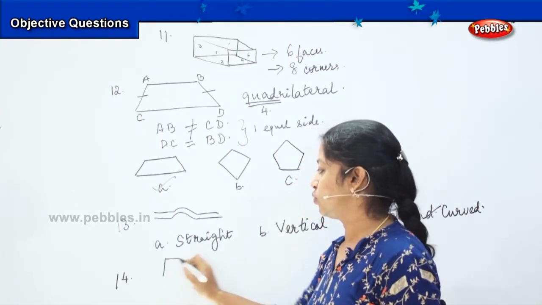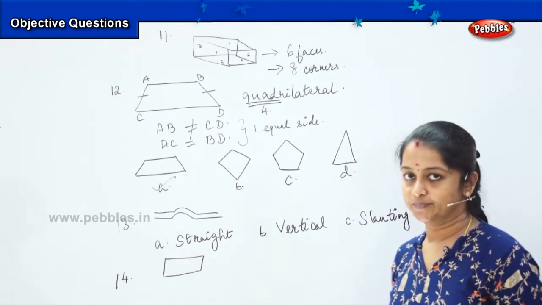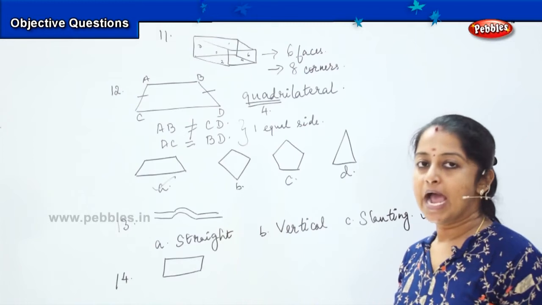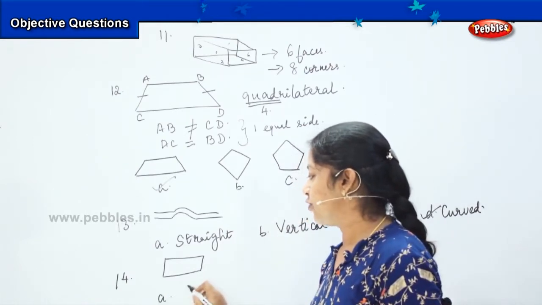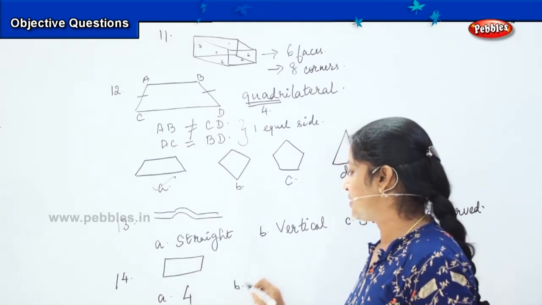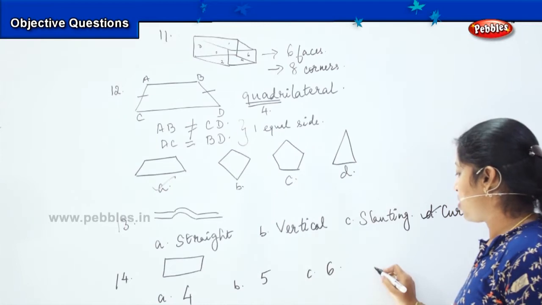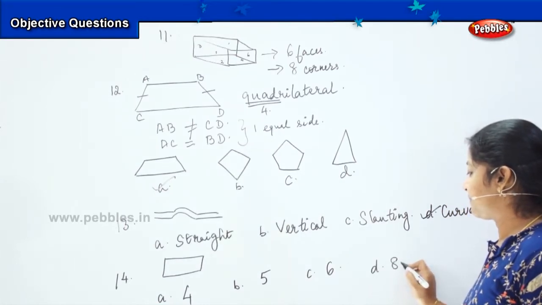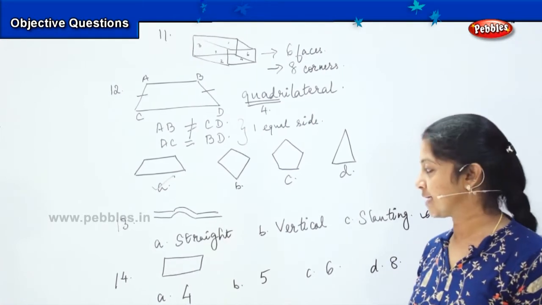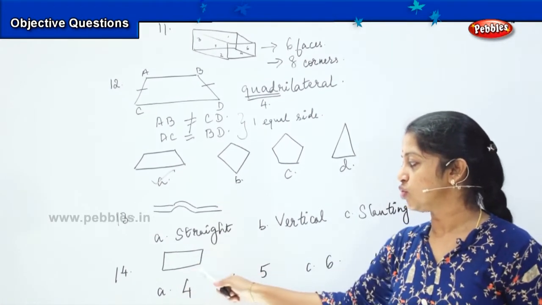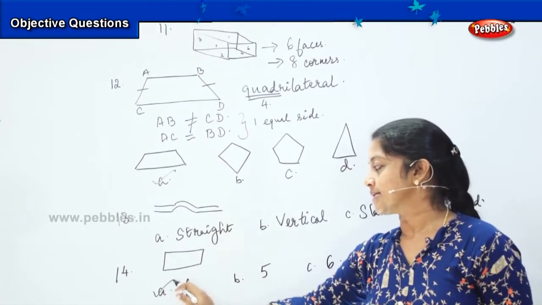Now, you all know this is a rectangle. Your question is, how many sides does a rectangle have? Is it 4 sides? Is it 5 sides? Is it 6 sides? Or is it 8 sides? Count the sides and tell me how many sides a rectangle has. 1, 2, 3 and 4. So your right option will be answer A.